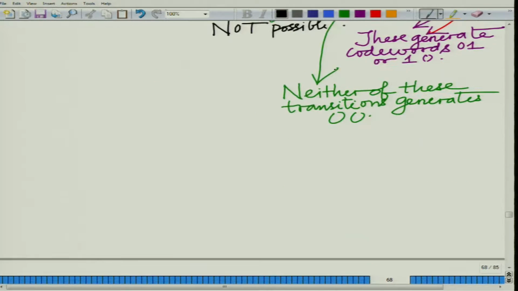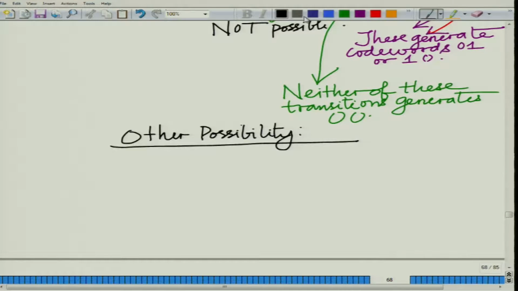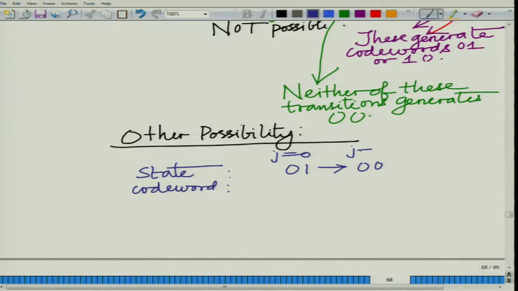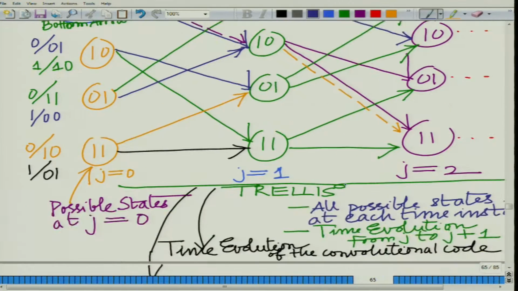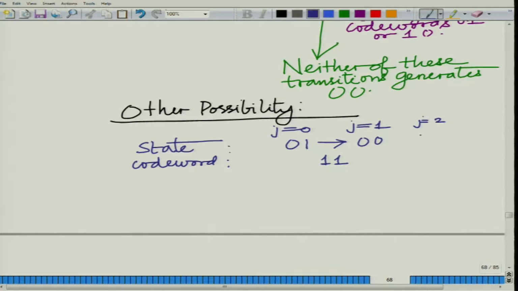On the other hand, let us now look at the other possibility. We look at the state and code word. A state is, let's say, 0 1 at j equal to 0. Transition to 0 0 at j equal to 1 generates 1 1. From 0 0, you transition to 0 0 at j equal to 2, and that generates 0 0.